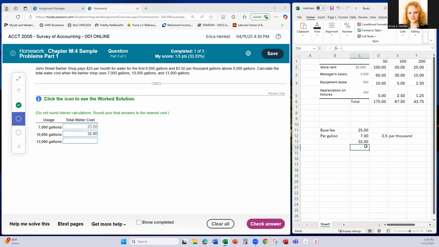And then we're going to do the same thing here for 13,000. So I'm just going to change this. 13,000 minus 8,000 is 5,000 gallons, so it's going to be 5 times 350, which is 1,750. So 4,250. I'm just going to double check: 5 times 350 is indeed 1,750. Okay, so that gets us to 4,250 here.